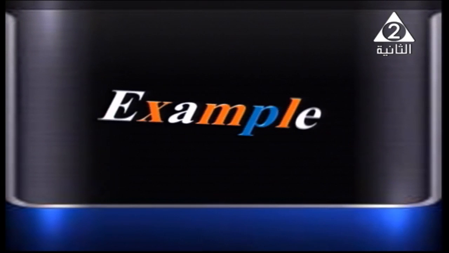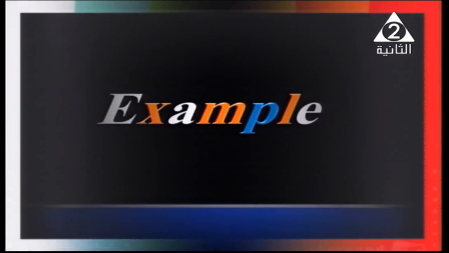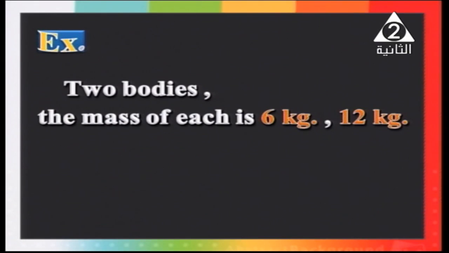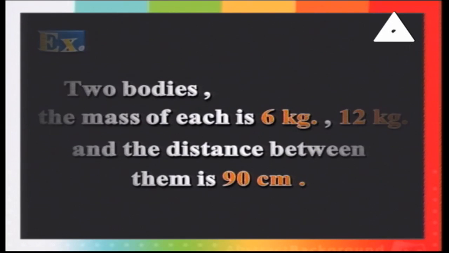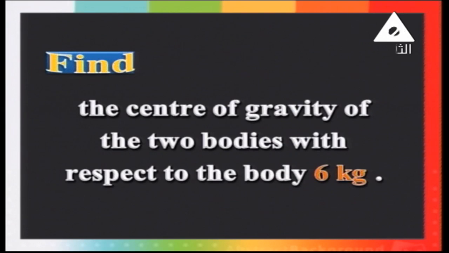Example. Two bodies, the mass of each is 6 kilogram and 12 kilogram, and the distance between them is 90 centimeter. Remember, my dear student, we have two bodies, 6 kilogram and 12 kilogram, and the distance between them is 90 centimeter. What is the required? Find the center of gravity of the two bodies with respect to the body of 6 kilogram.